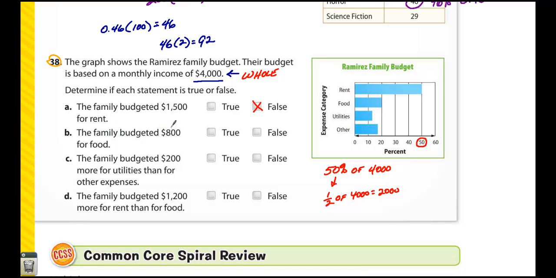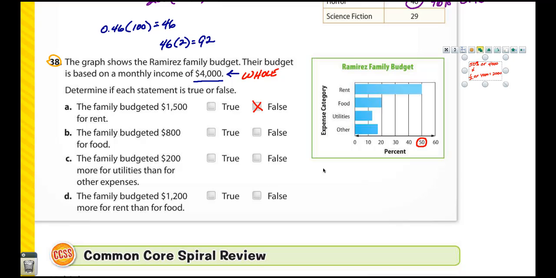The family budgeted $800 for food. So I've got to get some workspace here. I'm going to put this away for a minute. Remember, you can come back and see it again. You can probably see it with your young eyes right there. And we're going to do the family budget for food.